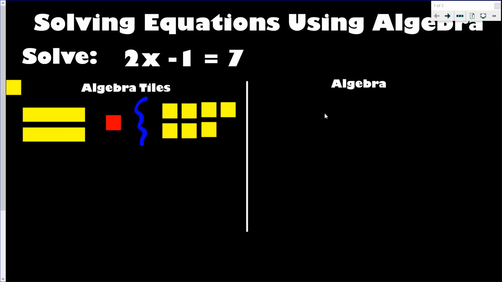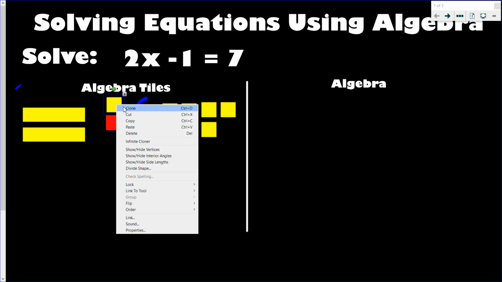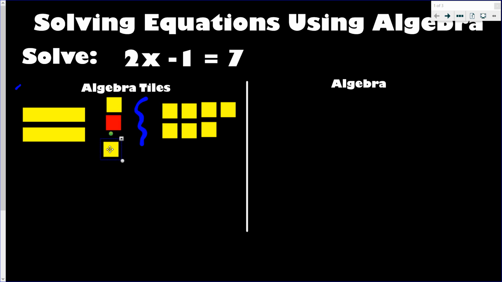So, basically our objective when we're solving equations is to try and isolate the x by itself, okay? So we've got this pesky minus 1 here, which is represented with this red 1 tile. So what I would want to do is add this yellow tile to it. So I'm going to take this tile and drag it over here. And one of our rules, of course, is that whatever we do to one side of the equation, we have to do to the other, right? So I have to do it here as well.